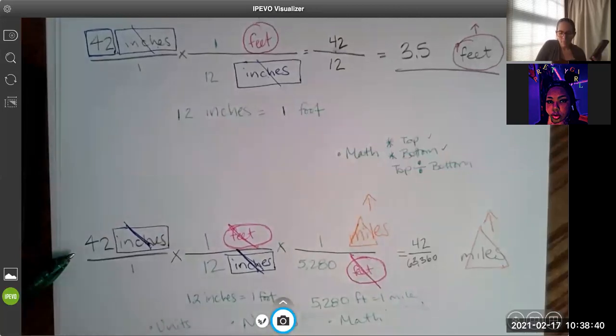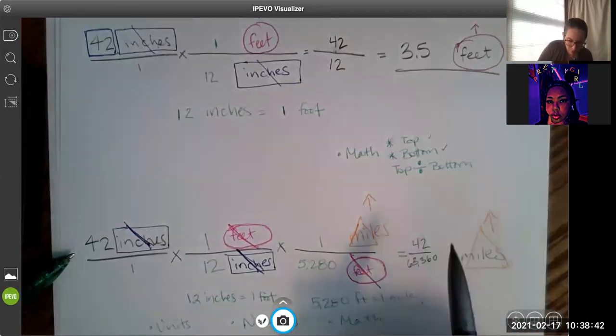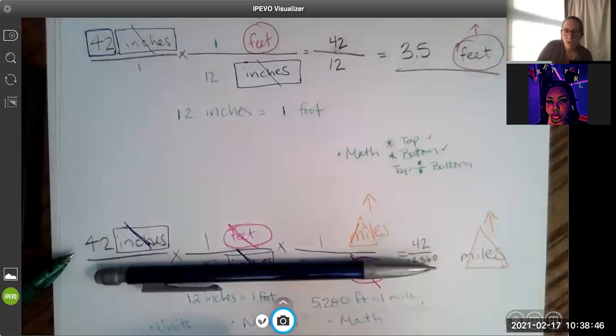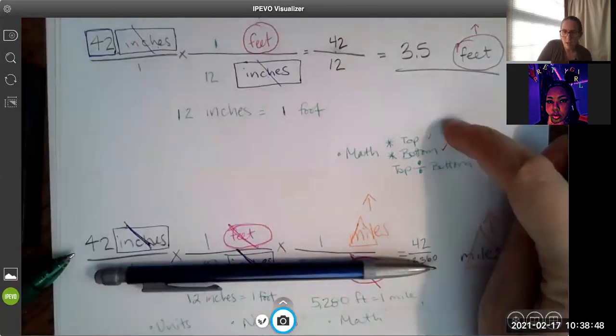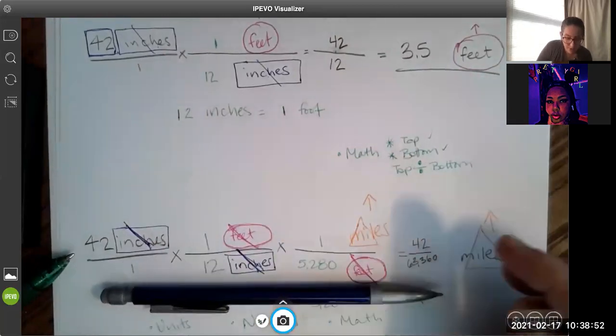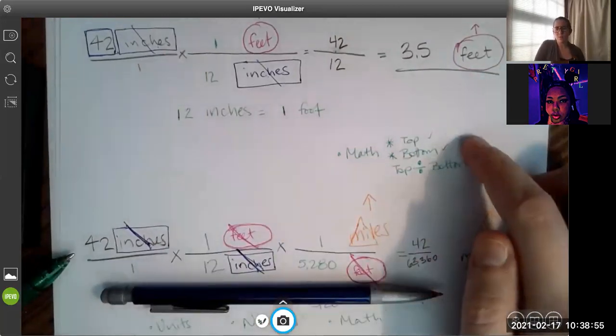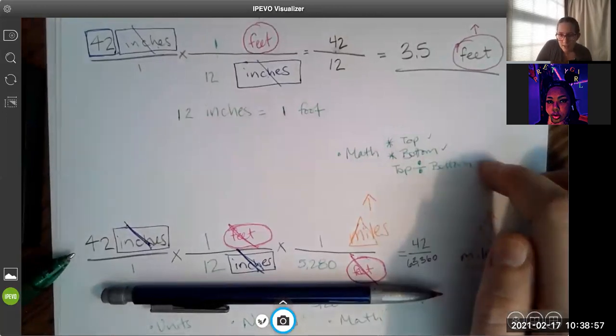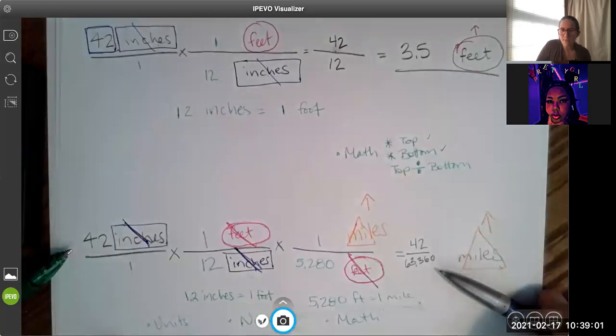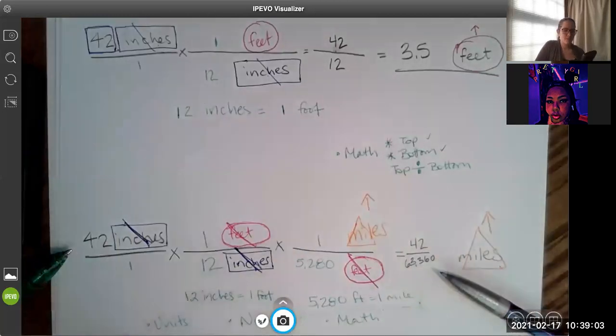We multiplied the top, got that. 42 times 1 is 42. That was the top. Multiply across the bottom, got that. 1 times 12 times 5,280. The last step is take the top and divide it by the bottom. This is a big number.